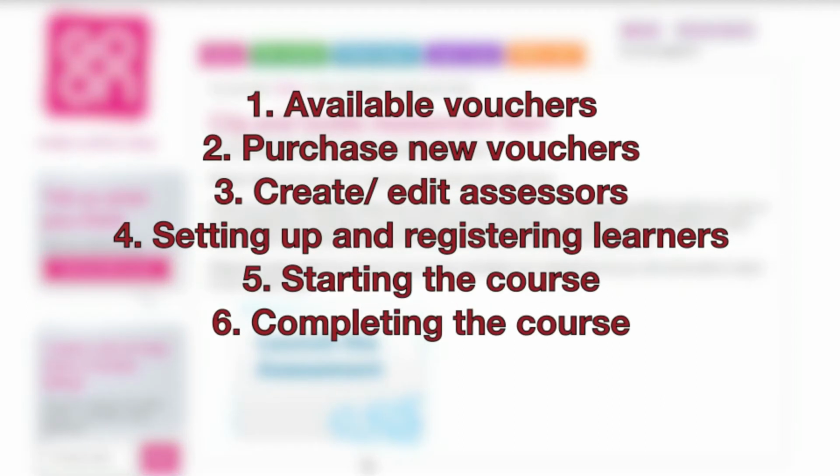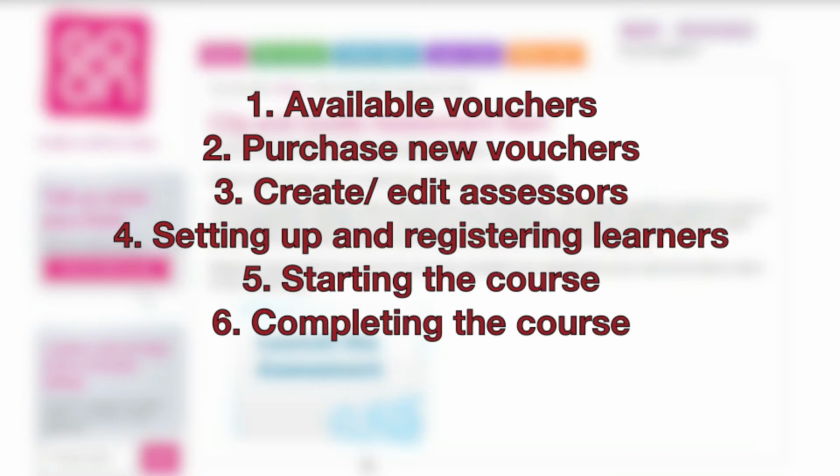First of all, I'm going to show you where the City & Guilds area is located in Centre Partners. Here you can check your available vouchers, purchase new vouchers, and also create and edit assessors. Once these have been created, I'll then take you to the Go On area where the Online Basic Assessment is located.